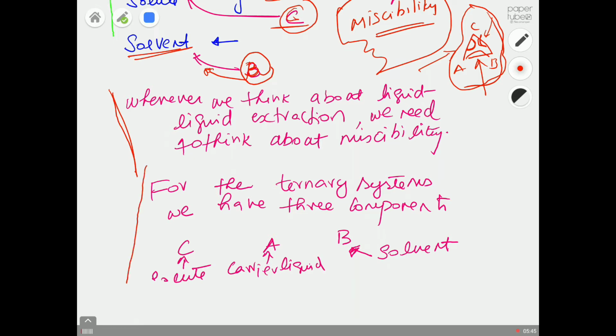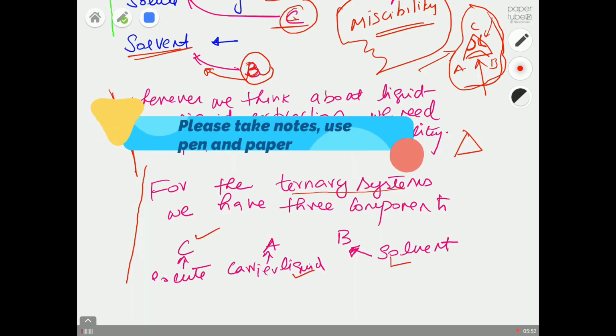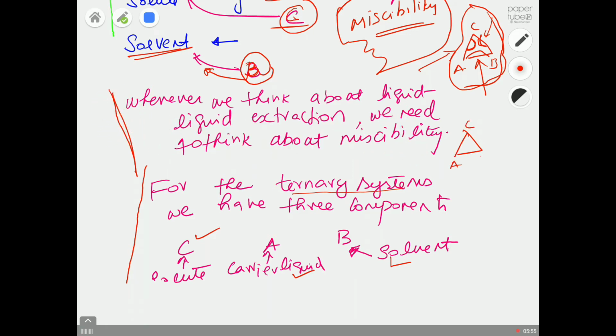And this is something you have to remember. Whenever we talk about ternary systems, obviously we have three components: solute, carrier liquid, solvent. And in the triangle, always try to start from the top: C, A, B. So CAB. C refers to solute, A refers to your carrier liquid, B refers to your solvent. So never confuse these notations. I don't know if you are following any book, they might use other notations, but for this lecture and our module, I'm going to stick to this common notation: C for solute, A for carrier liquid, B for solvent. So whenever we draw a ternary diagram, if I mention C, it means I'm talking about solute. And then let's go to this.